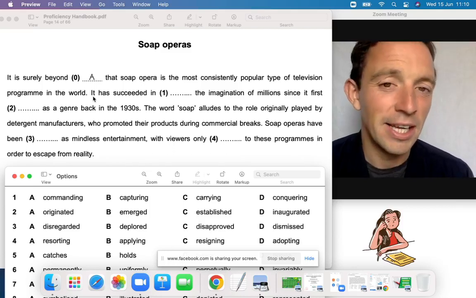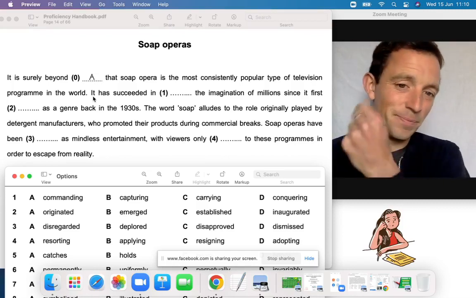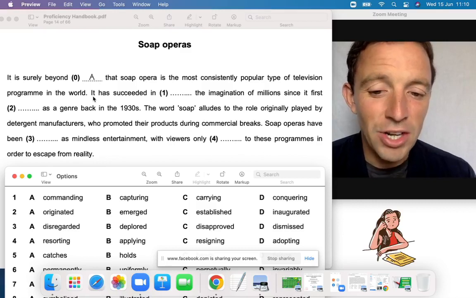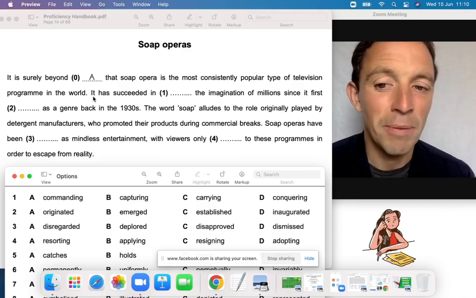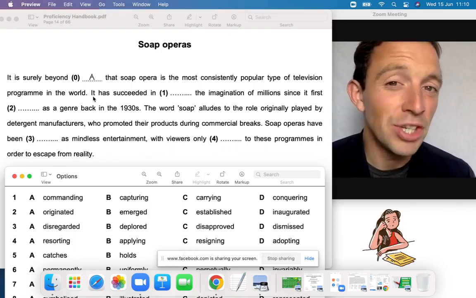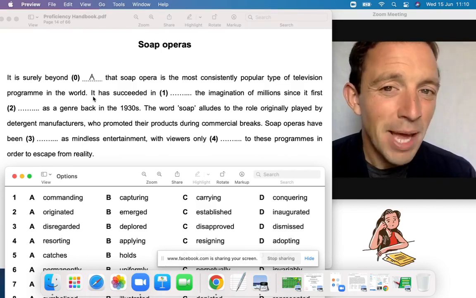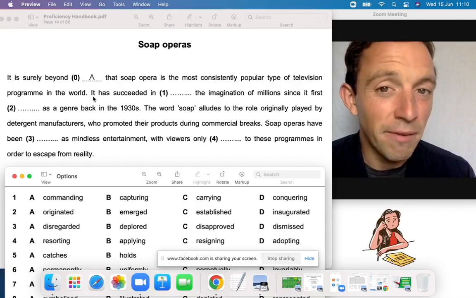Okay, so that's definitely, I think, the first answer, capturing the imagination of millions, since the series first originated, emerged, established, inaugurated as a genre. Since the series first, something as a genre back in the 1930s, originated as a genre, maybe. So it originated as a genre, maybe. So maybe it was earlier, the origin of the series, of the television soap operas, the origin maybe was before this.